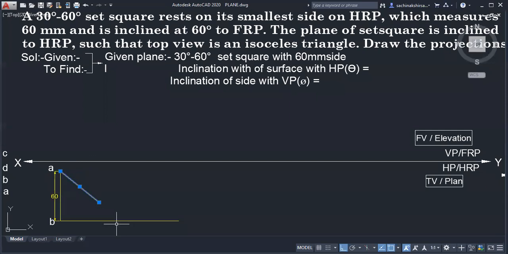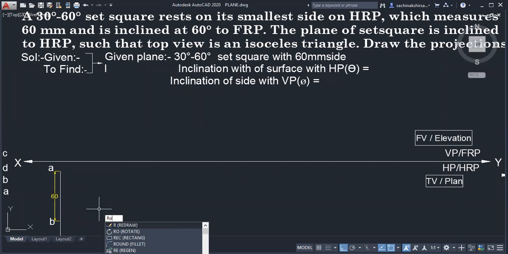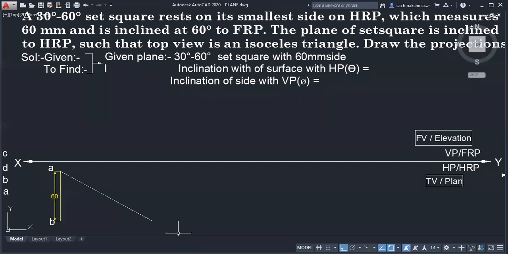Where it meets the horizontal line, that will be your point C. Are you getting it? So draw it now. From point A, draw a line which makes a 60 degree angle with this vertical line, with length 120. Let us see where it will meet. I will draw the line first, the line which will be 120. Maybe it may be something like this, and it will meet this point automatically.